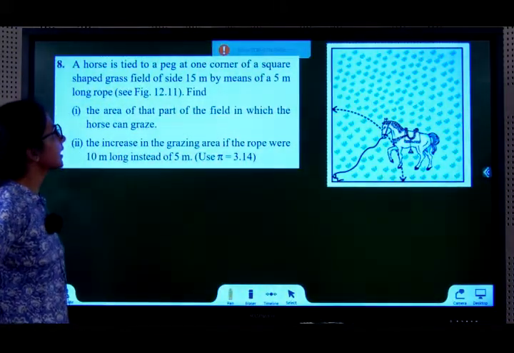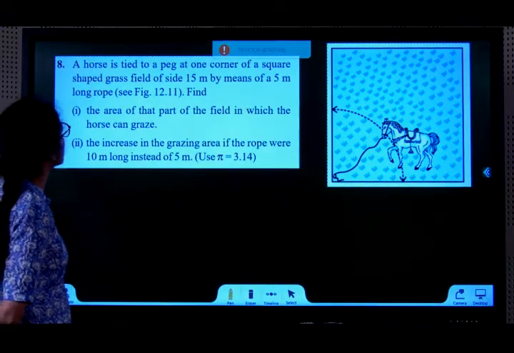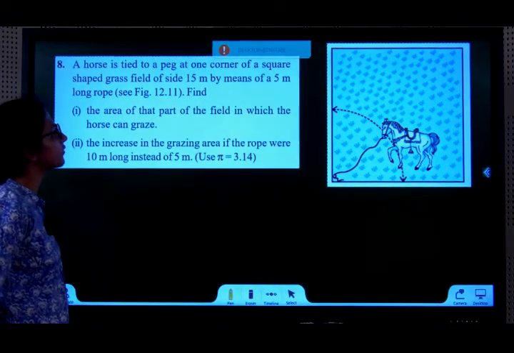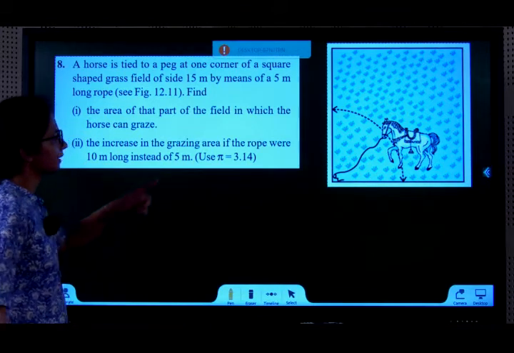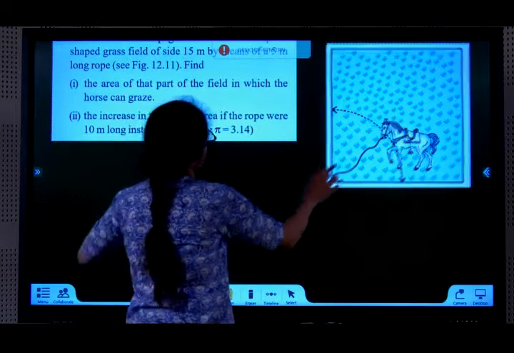Question 8. A horse is tied to a peg at one corner of a square shaped grass field of side 15 meters by a 5 meter long rope. They have given the diagram there. To explain the diagram I am going to redraw it here.